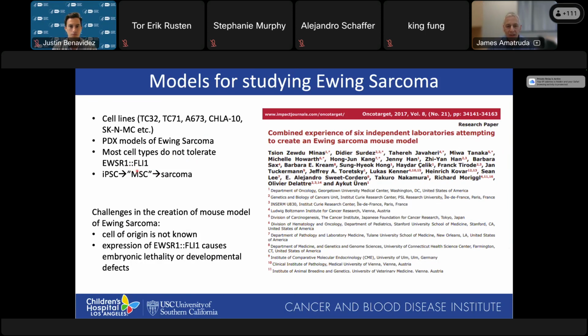And there have been many efforts over the years to develop a mouse model, as nicely described in this paper here. And really those have largely failed because of the developmental toxicity of the fusion and not really knowing the cell of origin, which has prevented development of an effective model. But we have to believe there is a vulnerable population that occurs during early development because of the occurrence of this tumor in children and adolescents.